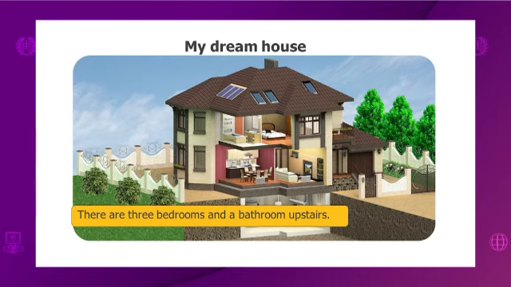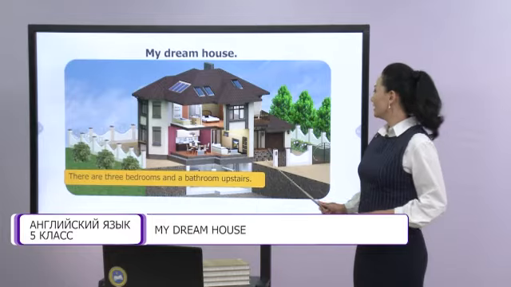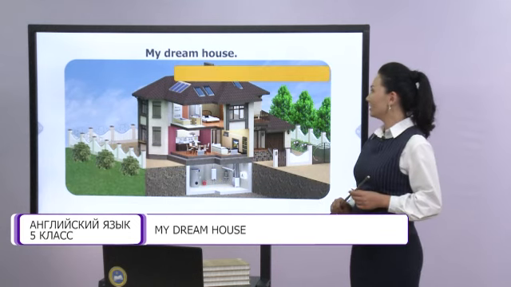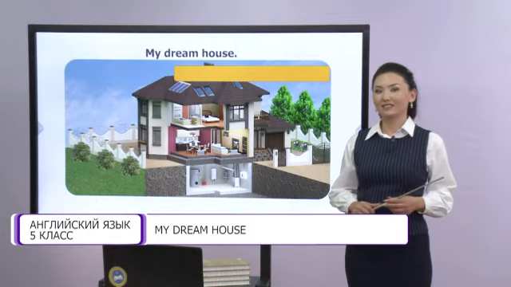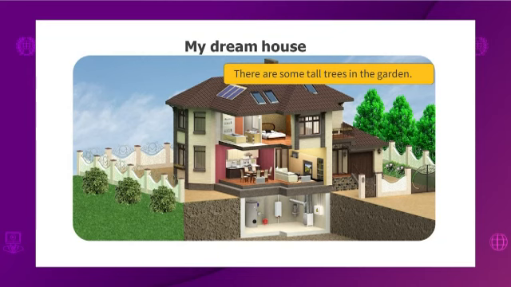So, what can you see upstairs? There are 3 bedrooms and a bathroom upstairs. Write this information down as well. So, the next question is, what can you see in the garden? There are some tall trees in the garden. Write down this information as well.